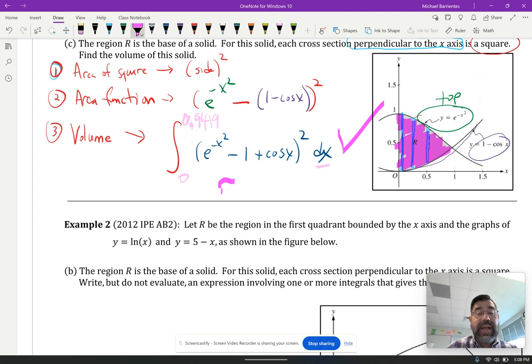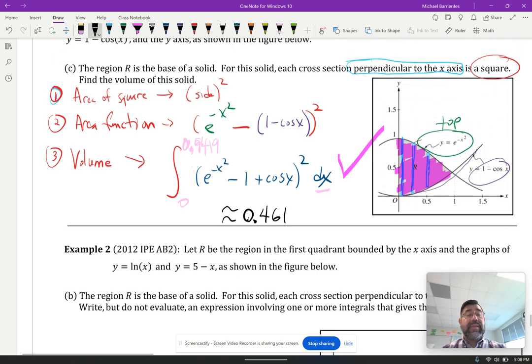So this is about, let's use our approximation, 0.461. And that's it. We found the volume of that three-dimensional shape.